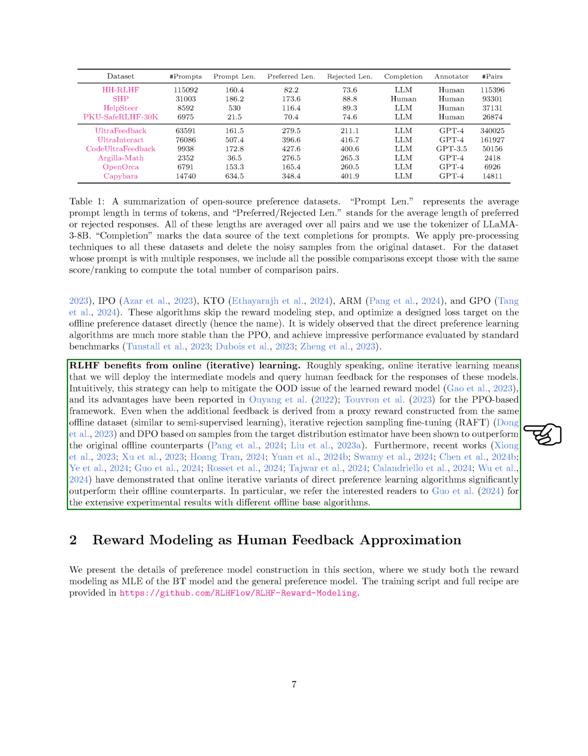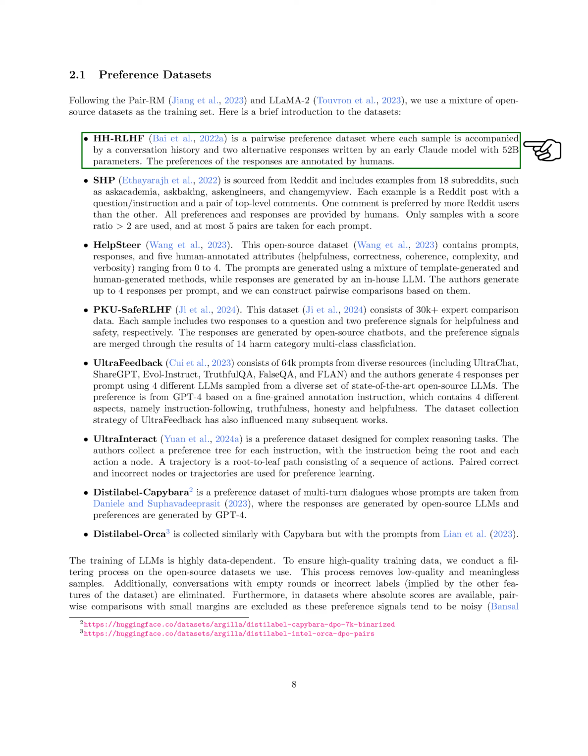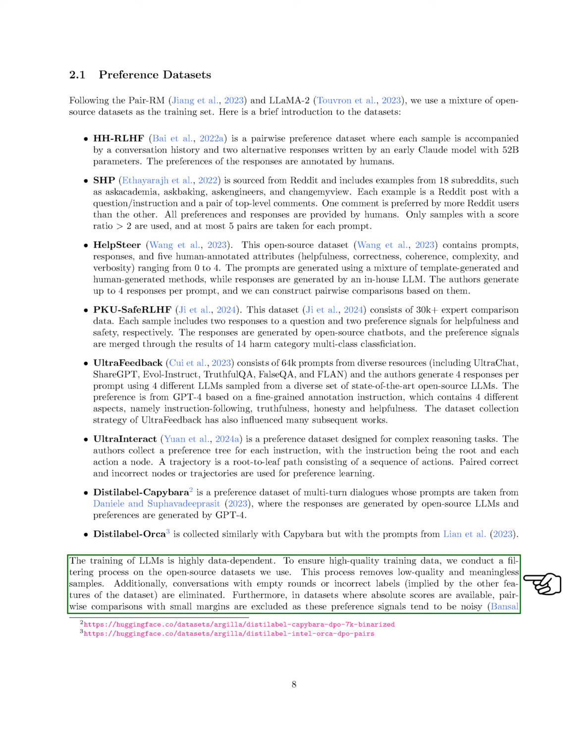For our preference datasets, we utilize a mix of open-source datasets for training. These datasets include HH-RLHF, SHP, HelpSteer, PKU-SafeRLHF, UltraFeedback, UltraInteract, Distilabel, and Distilabel Orca. Each dataset offers unique characteristics and preferences annotated by humans. To ensure quality training data, we filter out low-quality and irrelevant samples from these datasets.